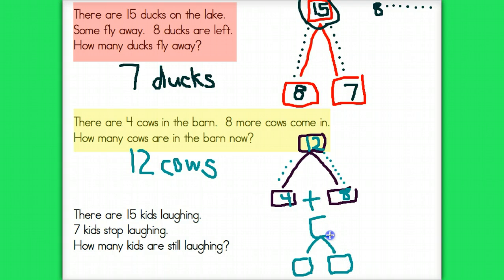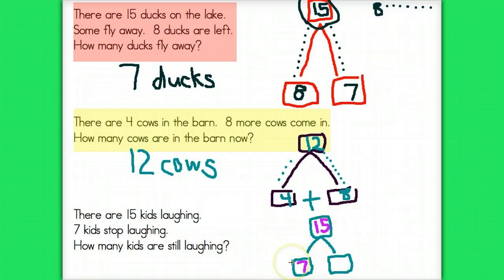Okay, this time, ladies and gentlemen, do we know the total? You're right, we do. The total is 15 kids. There are 15 kids laughing. So I know that 15 is my total. I know my total always goes at the top of my mountain. 7 kids stop laughing. Uh-oh. How many kids are still laughing? That's what I'm trying to figure out.